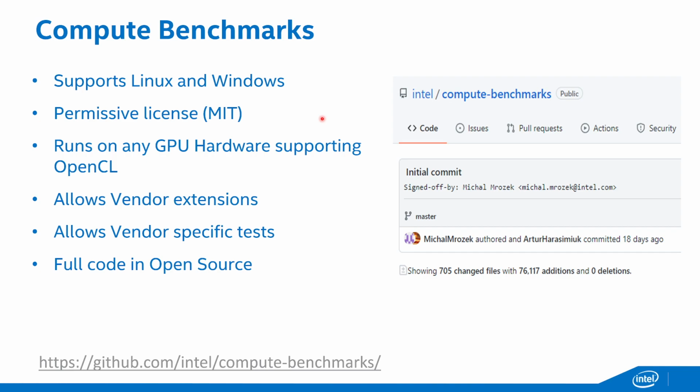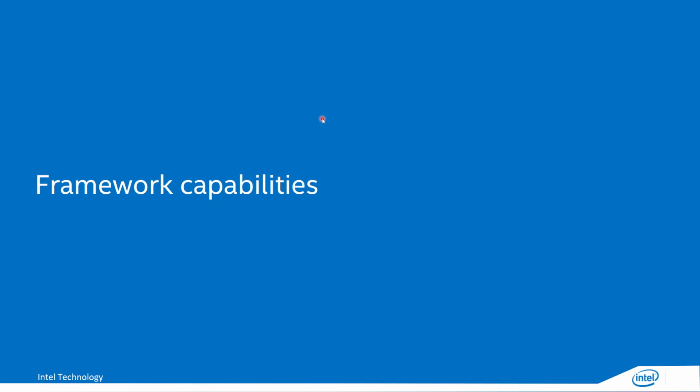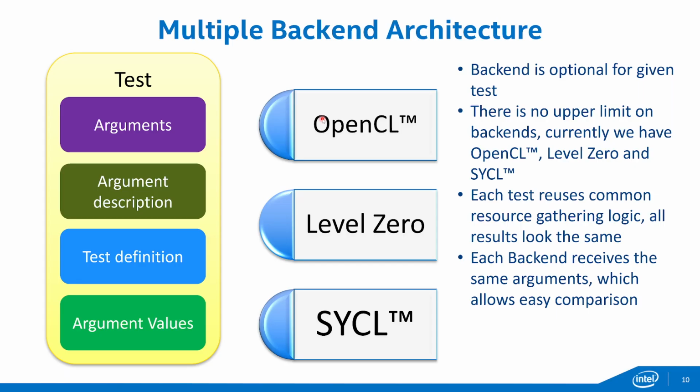Okay, so this is a bit of the why. Let's see what the framework capabilities are. The architecture of the framework is that you define a test by specifying the test arguments, argument descriptions, the test definition, and the argument values. And when you specify a test like that, the framework allows you to run this test on a given backend. And you provide an implementation of the given test for a given backend. Today, we have 3 backends: OpenCL, Level 0 and SYCL.